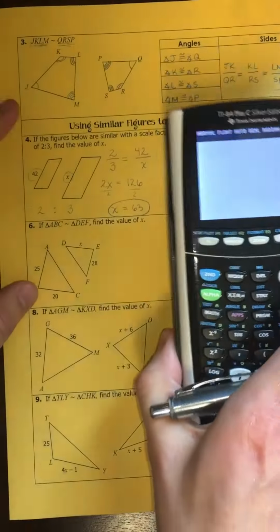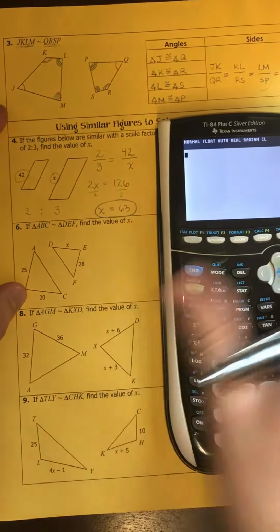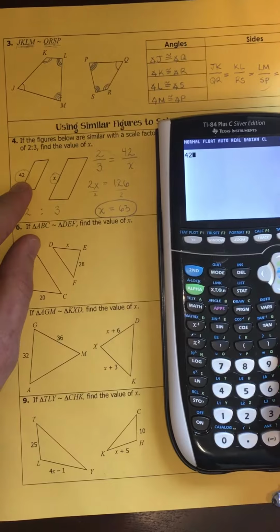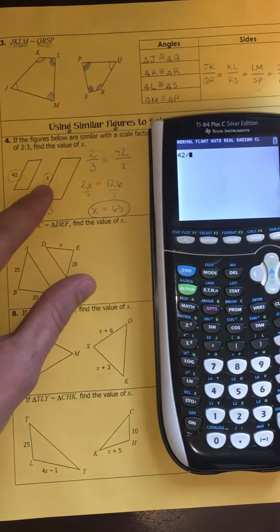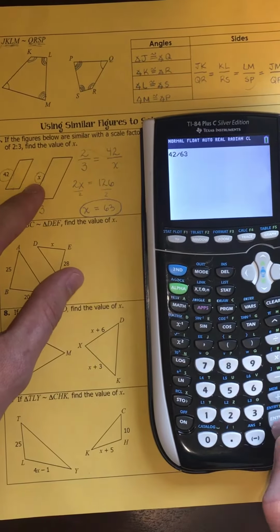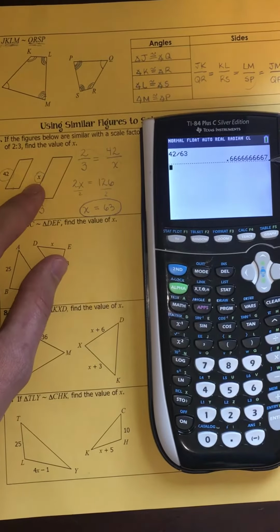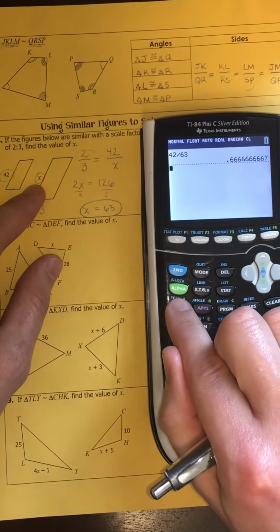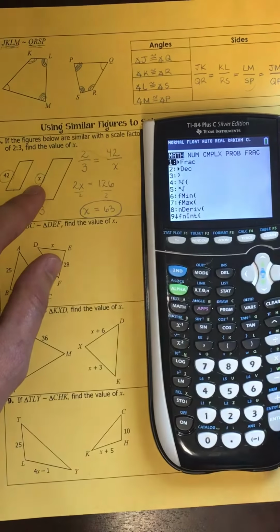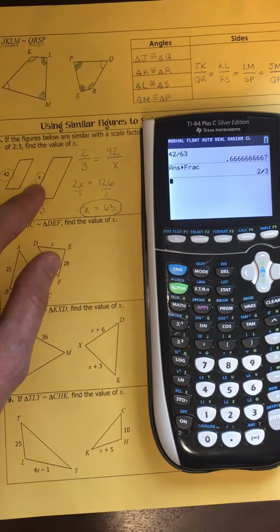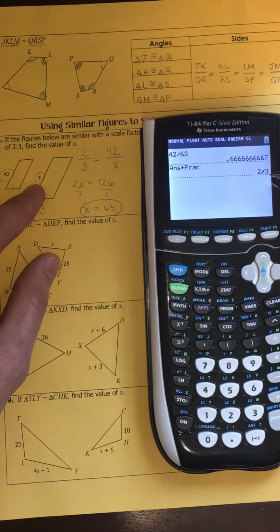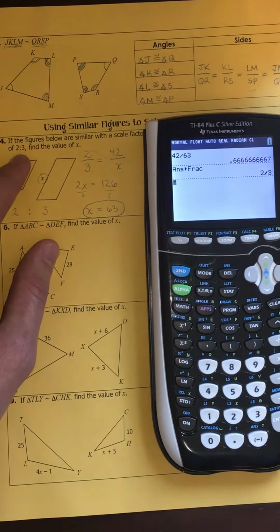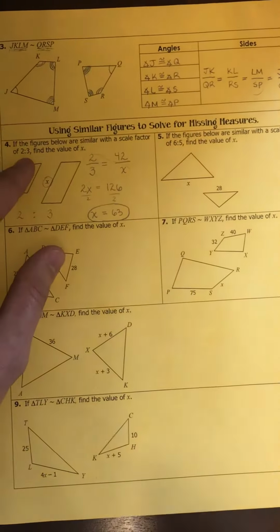Now I could check to make sure this is true. So I could say, okay, that 42 on my small figure, when I divide it by the x value that I just found, the 63, my big figure, I should get this decimal, but in fractional form. So if I go to math and I choose that frac for fraction and I hit enter again, it spits back the fraction 2 over 3, which is exactly what my ratio or scale factor is, 2 to 3. So this solution does check out.